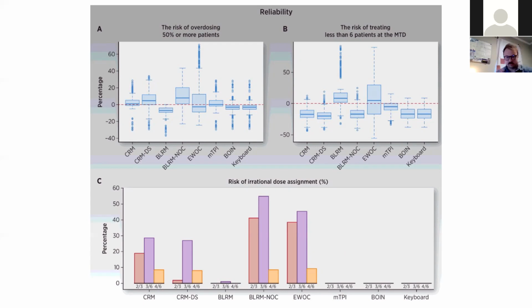So just with this one paper, we see already overall, compared with the 3+3 design, most of these novel designs yield better accuracy for identifying the MTD, and they allocate more patients to the MTD. In particular, the BOIN design and keyboard designs are really attractive because they perform virtually the same in each metric and are really transparent and easy to implement.